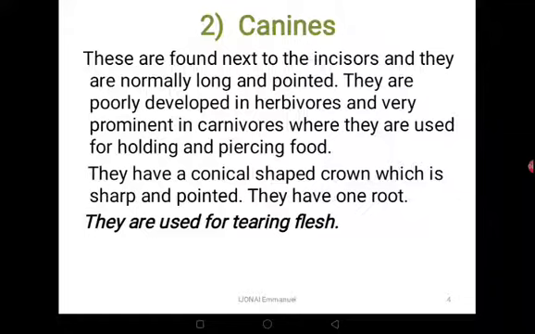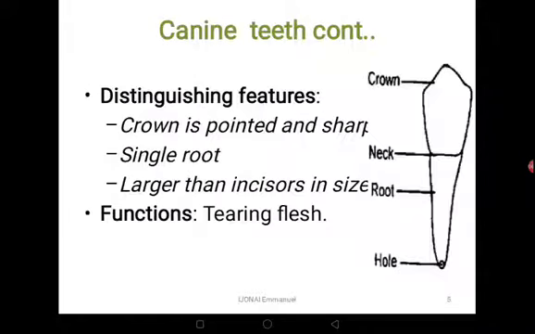Therefore, those canines must be very sharp and strong. And they have a conical shape. When you look at them critically, you realize their crown is conical, which is sharp and pointed. Usually they have one root. The major function of the canine is tearing flesh.